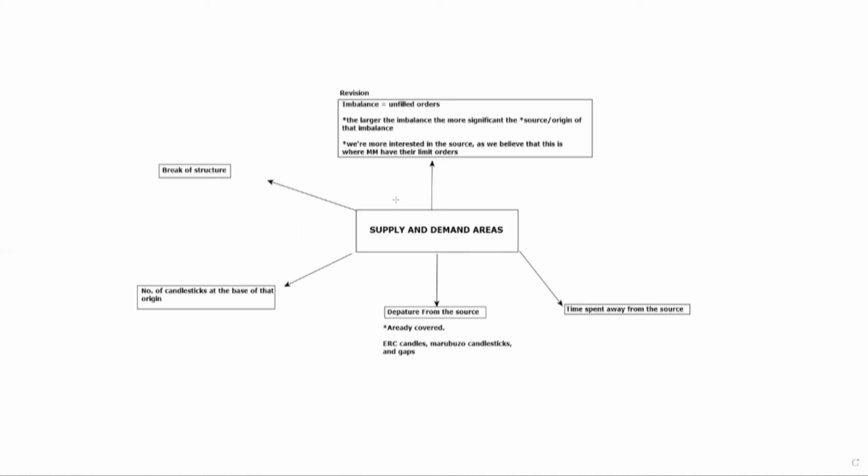I'm going to be using the trades that we took on Telegram, on our free Telegram group. I'm going to use some of the setups that I shared there as an example, right? So break of structure, number of candlesticks at the base, the departure from that source. We already covered that. Time spent away.